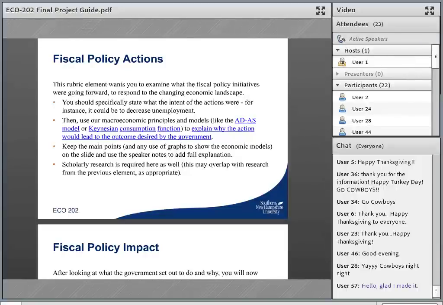And you're going to find out what those legislative actions were. You're going to describe them just like you did above. And here we're going to take it one step further, and we're going to try to incorporate those macroeconomic models that we were introduced to last week.